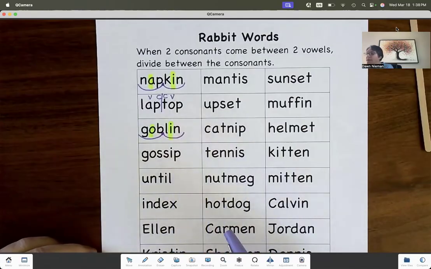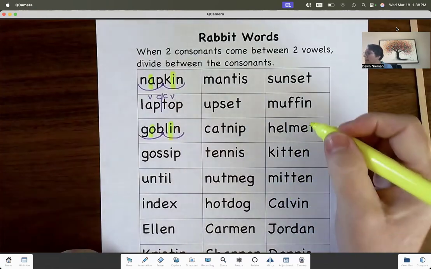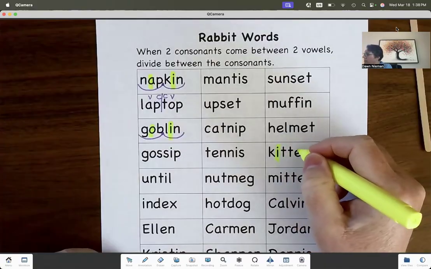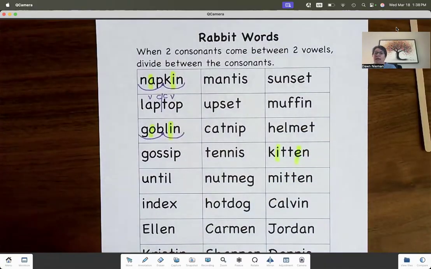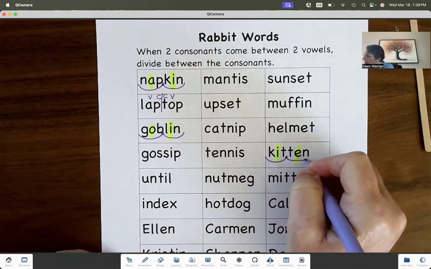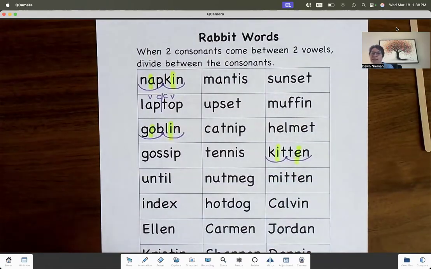Now, it does not need to be the exact same consonant. It can be, but it doesn't have to be. So if we look at this word and I pop my vowels and I spot and dot and I scoop, I get kitten.